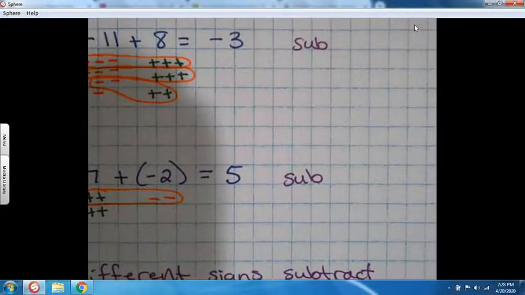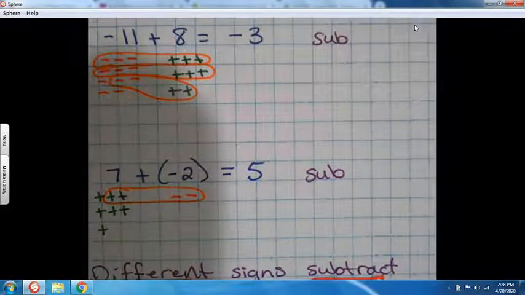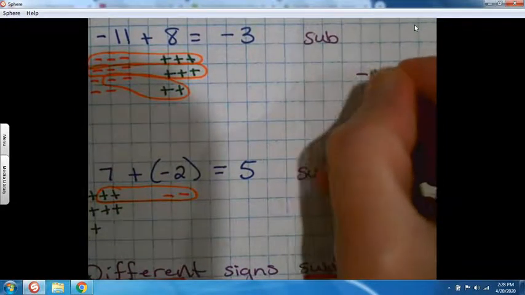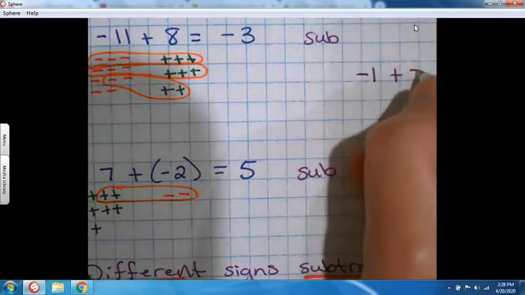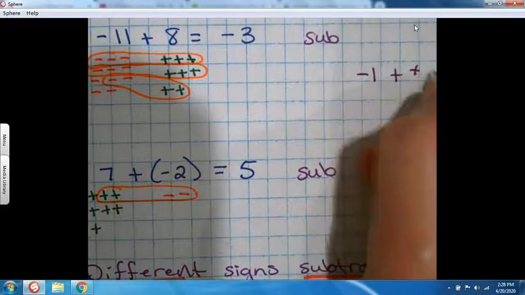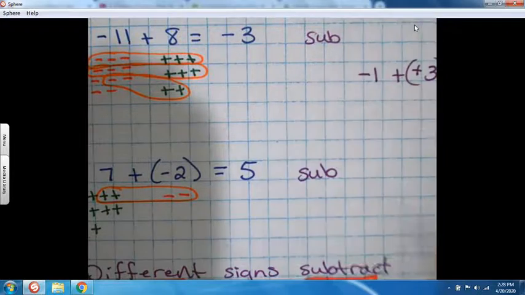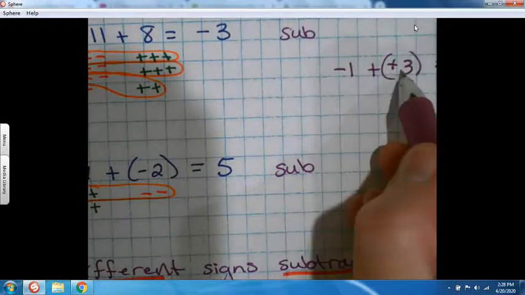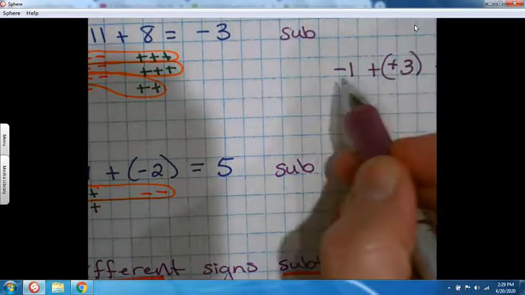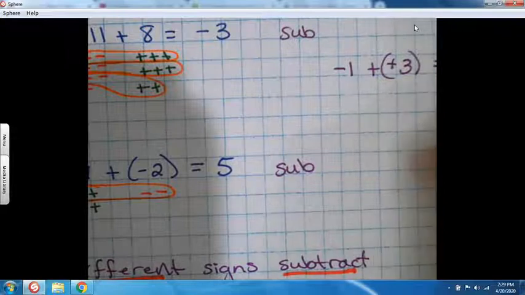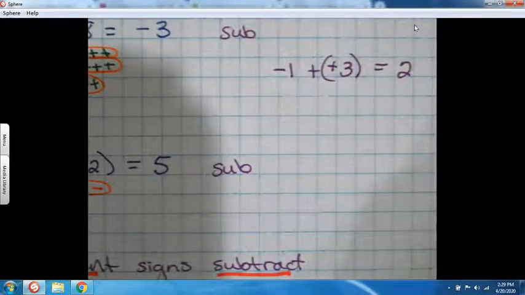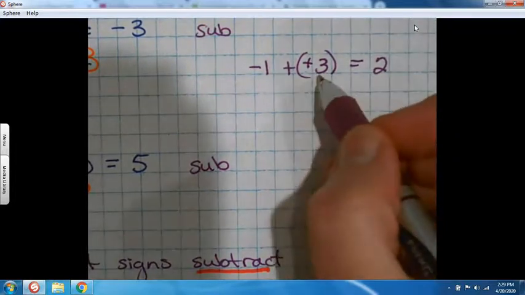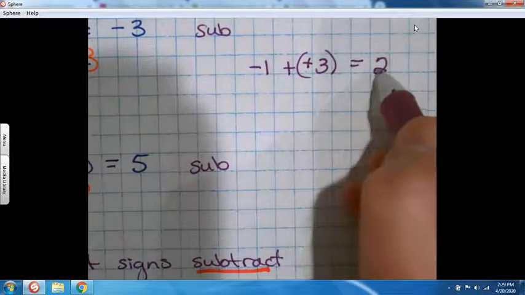Let's go back up here. All right. So let's say I have negative 1 plus positive 3. Sometimes they will write it like that. Okay, signs are different, so we subtract. So 3 minus 1 is 2, and who has more? I've got 3 positives and 1 negative, so my answer is going to be positive.